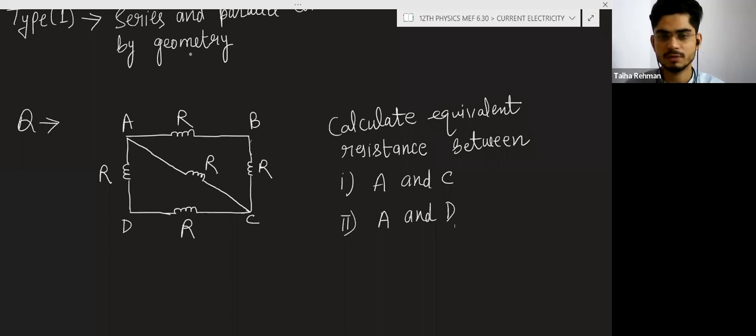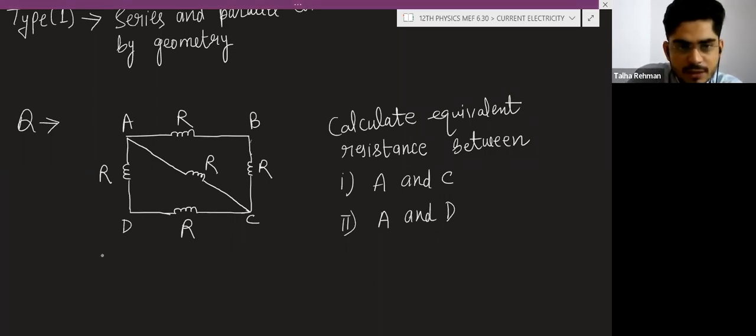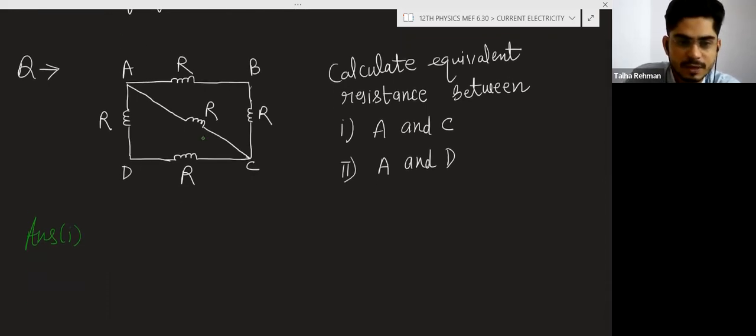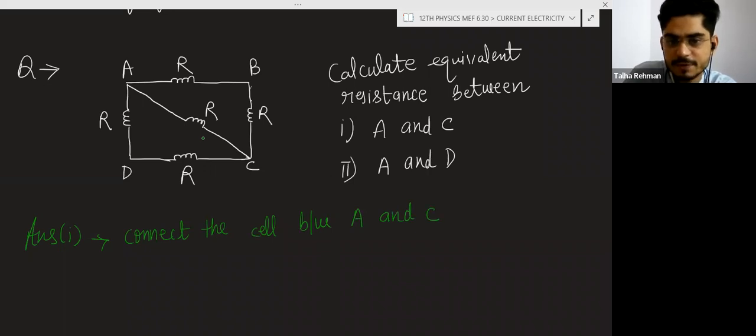Now, if you want to find the resistance in this network between A and C, what you should do is connect an imaginary battery or cell between A and C. Why am I connecting it between A and C? Because we have to find the resistance between A and C. So I am just connecting a battery between A and C.